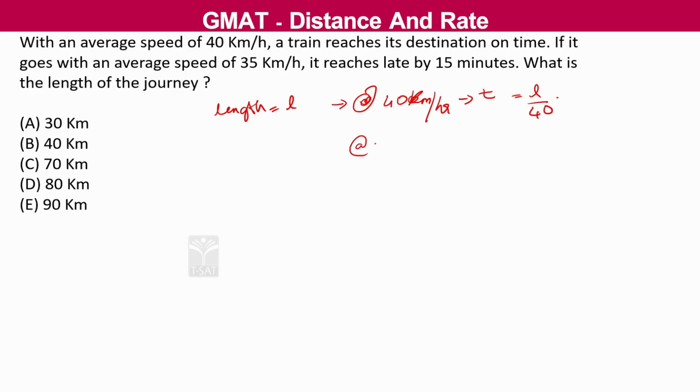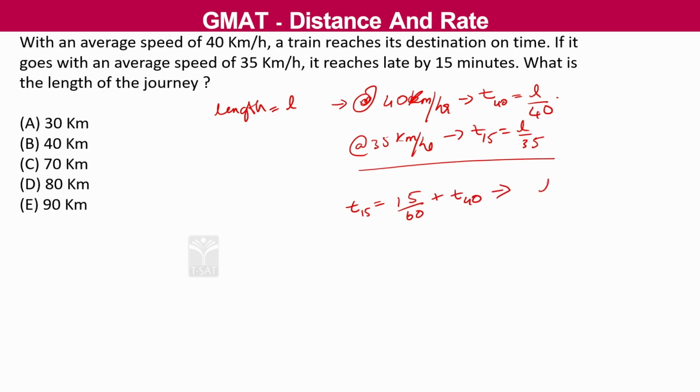Whereas, when it is at a speed of 35 kilometers per hour, the time that it will take will be L by 35, and it is given that if it travels at 35 kilometers per hour, the time taken will be 15 minutes more, that is 15 by 60 hours more than when the train is travelling at a speed of 40 kilometers per hour. So, we can say that L by 35 equals 15 by 60 plus L by 40. 15 by 60 equals L by 35 minus L by 40. LCM is 5 into 7 into 8.